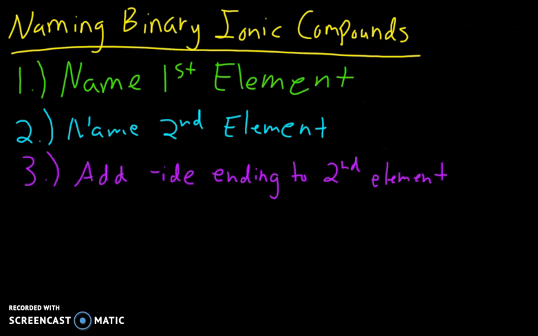So we're going to try and name this compound. You got KBr. So, following our naming steps, the first thing we do is write the name of the first element, which K is potassium. So we'd write potassium.